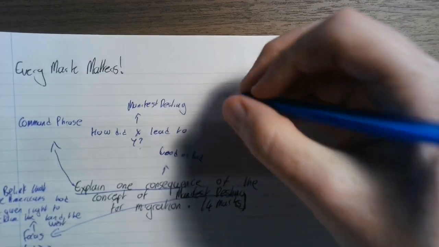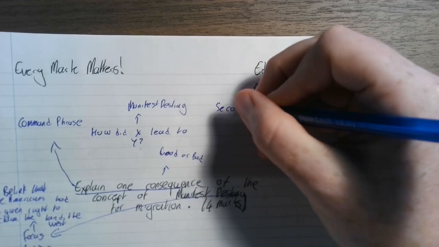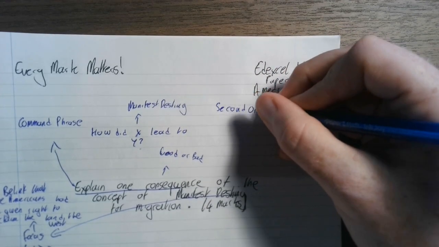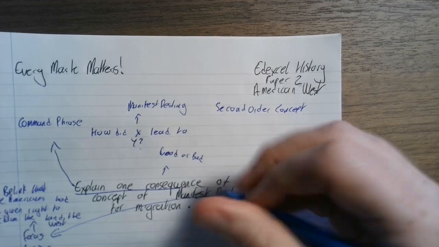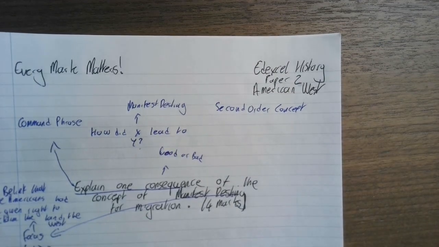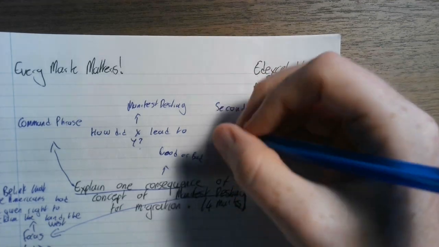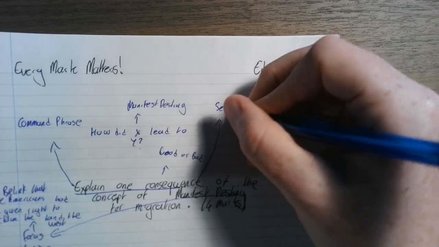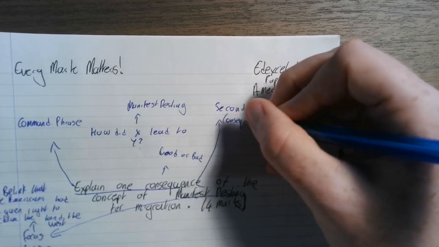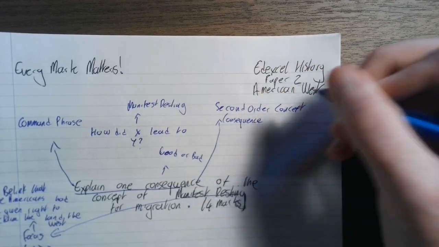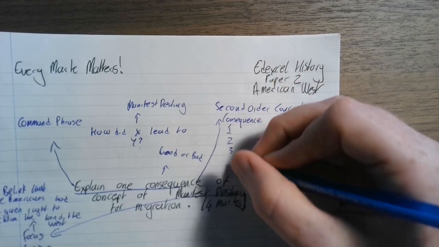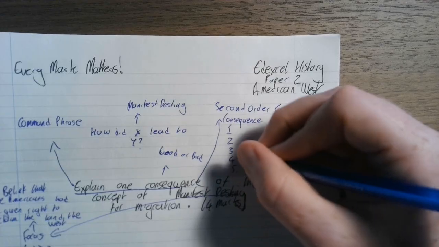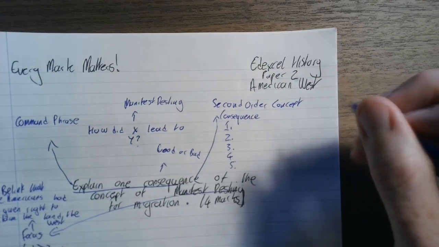Right, let's have a look at the second order concept then. A reminder, you don't need to memorise these. These are concepts created by the exam board and really clever people about how to present knowledge. Our second order concept is consequence. When teaching the American West, I teach you through 5 consequences, and I often chant these in the classroom.